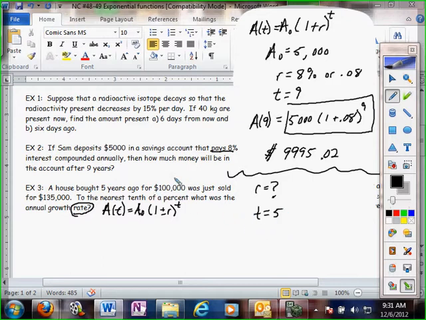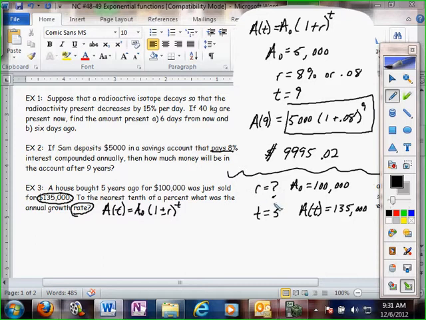The initial amount is what the house sold for initially, so A naught is going to be 100,000. And it gives me what it's worth now. That means it gives me A of t, the new amount. A of t is 135,000. So what I'm looking for here is r.